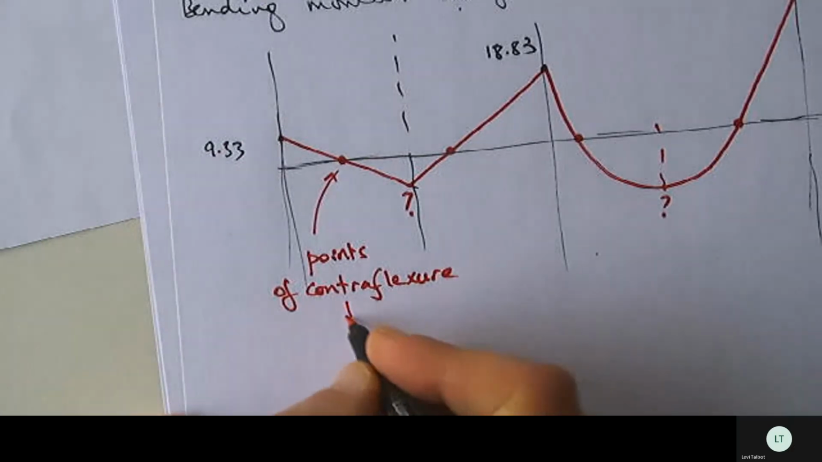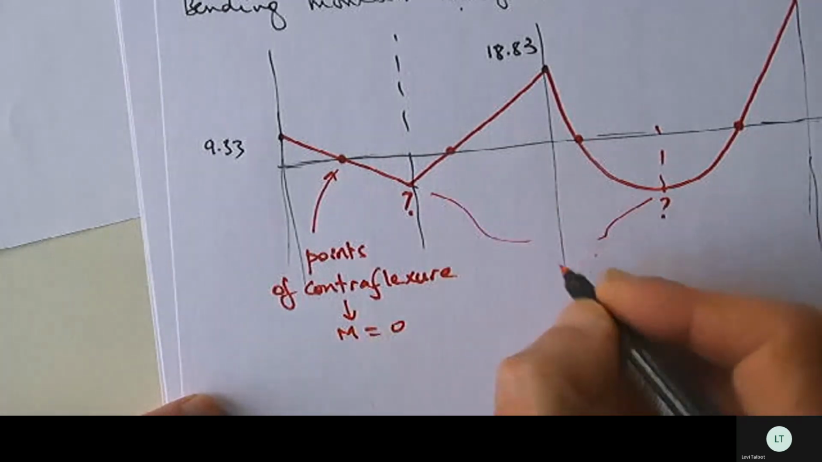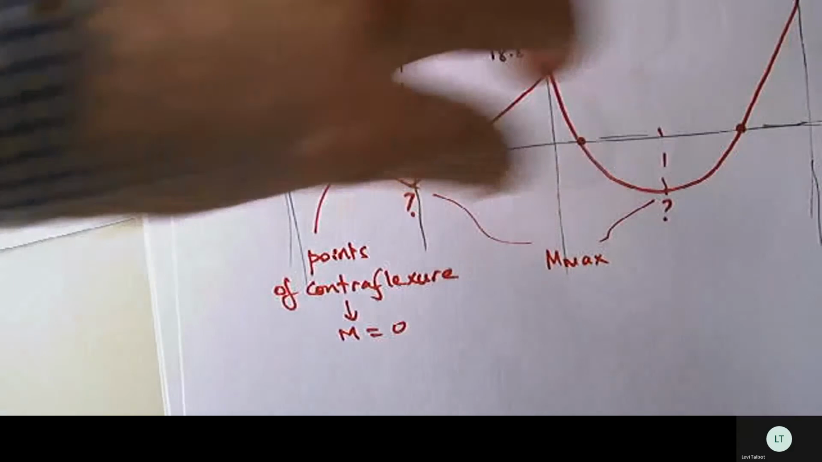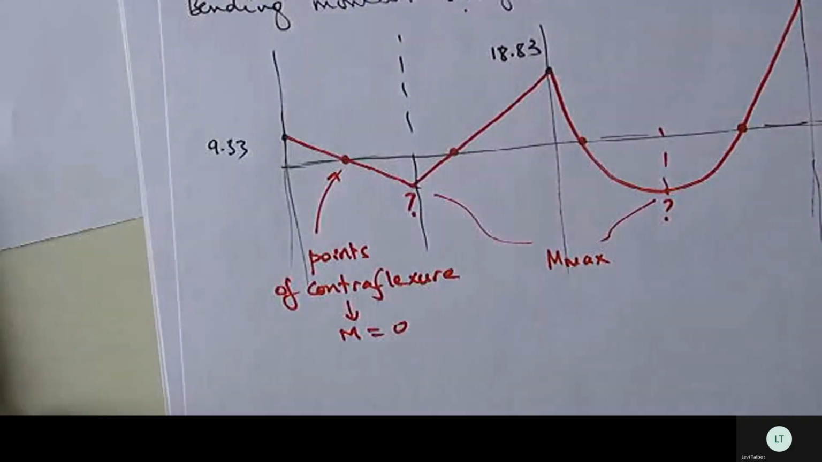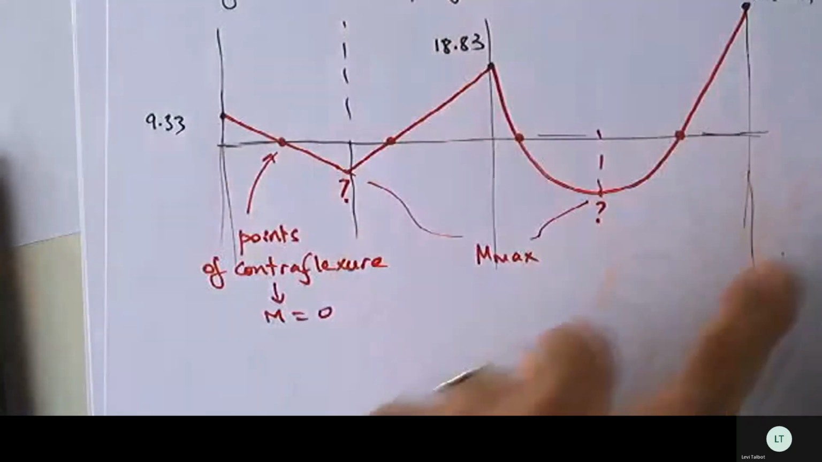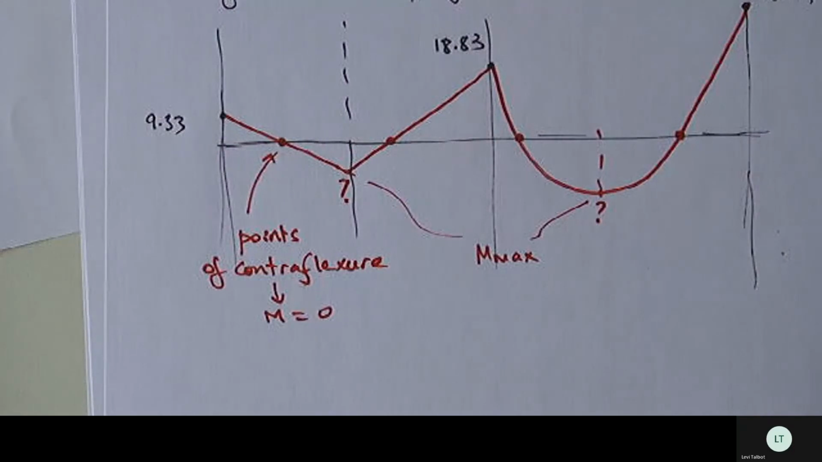This here corresponds to bending moment 0. These points here correspond to points of maximum moments. So we need to find these points of maximum moments, and we need to find the position of the points of contraflexion. This is what we need to do this afternoon. At 2 o'clock, I hope to spend half an hour on this, and then we do something else.